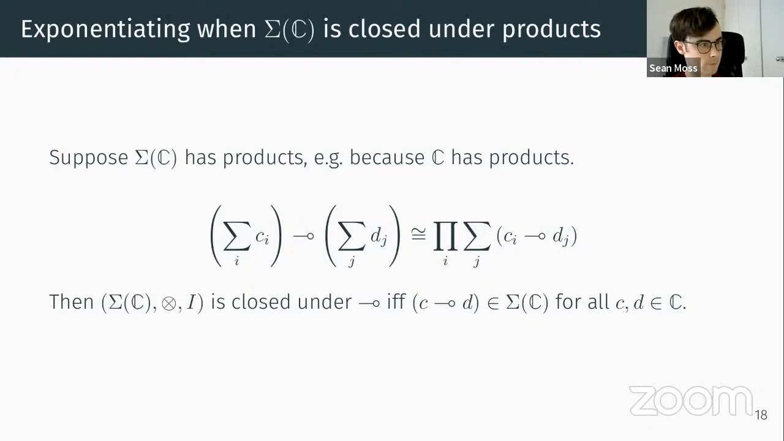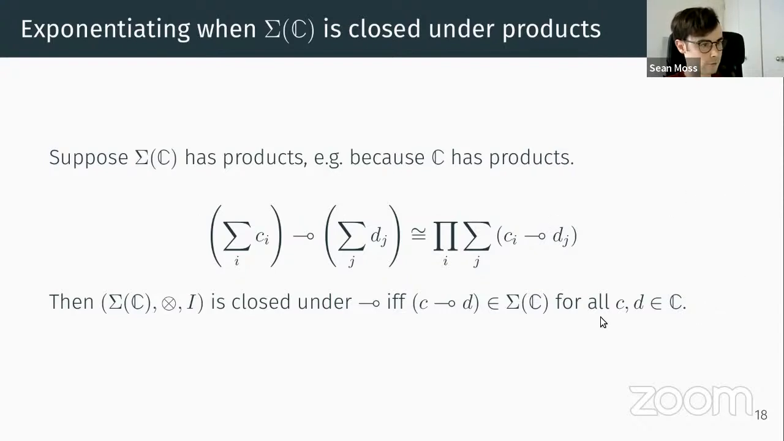then we can reduce the calculation of any exponential down to just an exponential between the representables. So first we take out the sum that's on the left, turns into a product. Then we take out the sum on the right because we're exponentiating by something that's connected. So as long as we can form this product and this sum of these things, then we have arbitrary exponentials in sigma C.